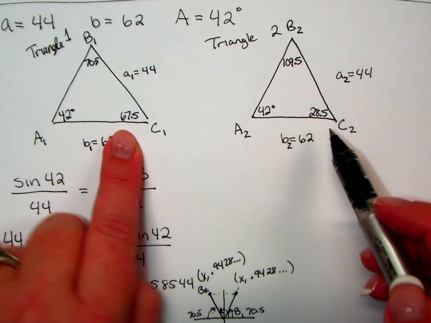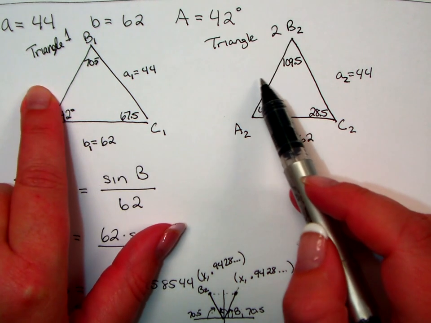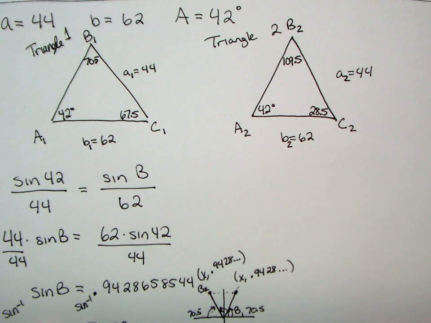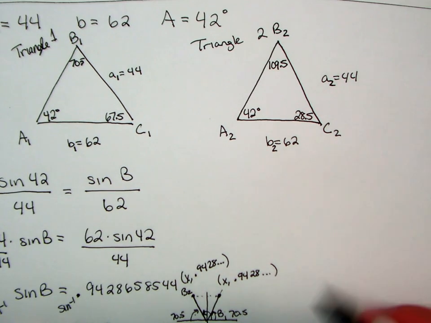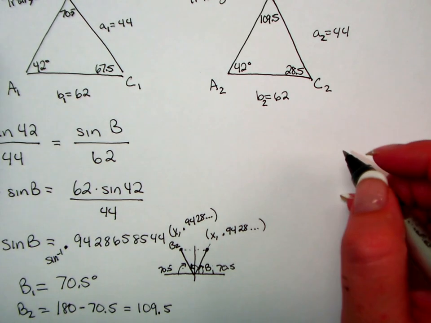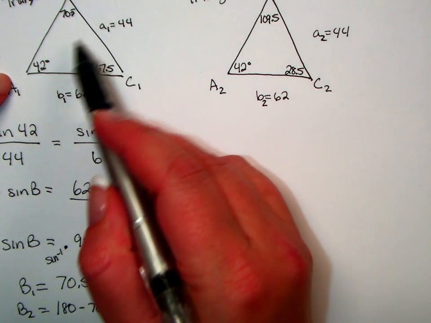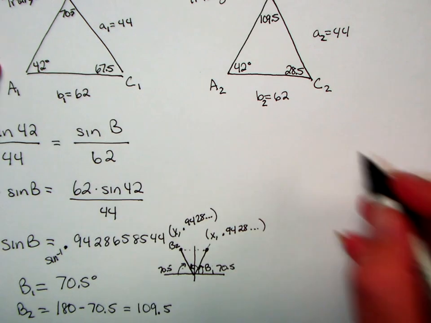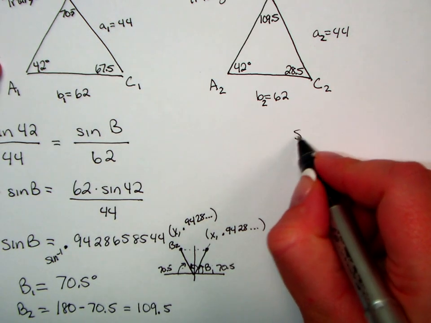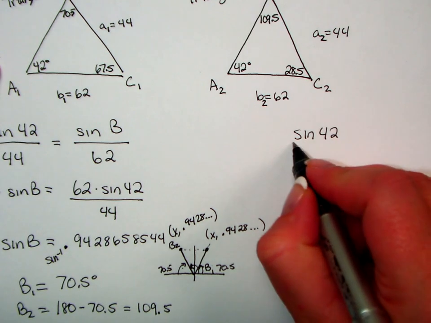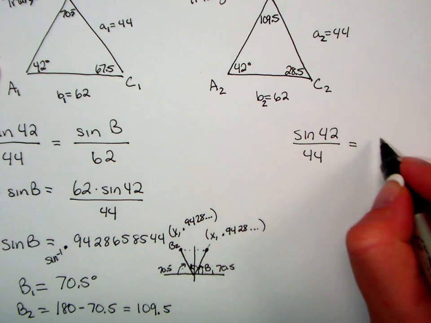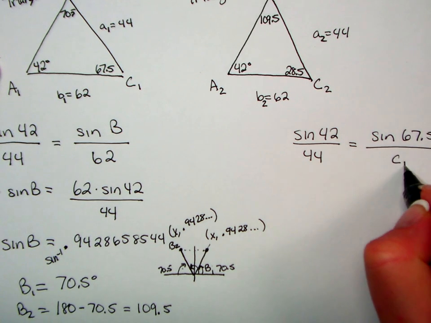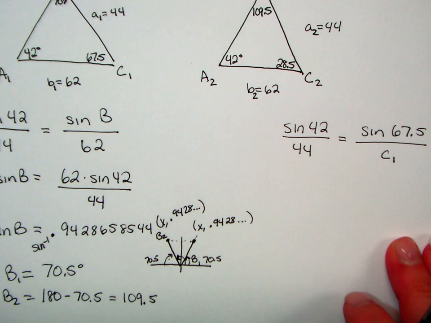So now we need to solve for the side C sub 1 and side C sub 2 for each of these triangles. So I'm going to go ahead and set up 2 more law of sines ratios to do that. I am going to use the proportion for angle A and side A because it was given each time. So I'm going to do sine of 42 divided by 44 equals sine 67.5 divided by C sub 1, right? And then we'll go ahead and solve that out.